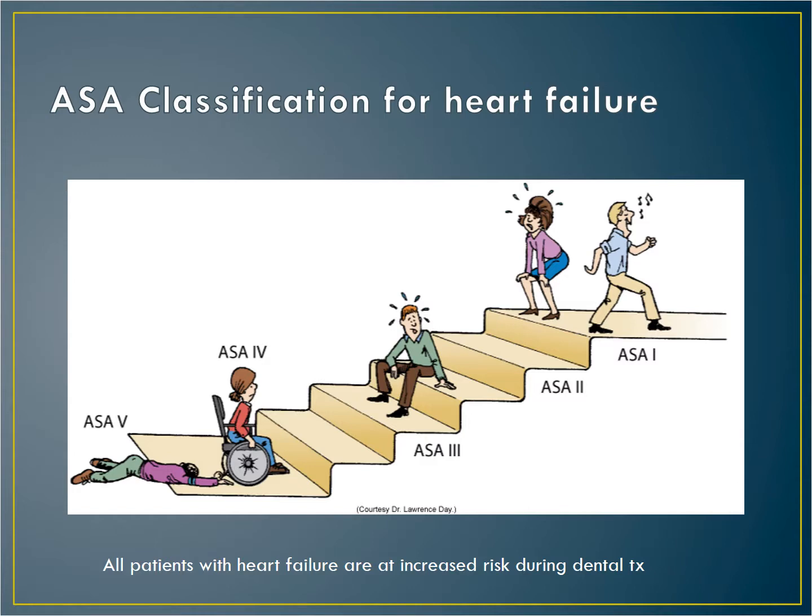So this is kind of a funny little cartoon about ASA classifications, and this is how we can remember it with heart failure. We have our ASA 1, which they can make it to the top of the stairs and still keep going. And then 2, they can make it to the top of the stairs, but they're still a little exhausted. 3, they can't quite make it all the way up. 4, they're incapacitated. And 5, of course, they aren't expected to live within 24 hours.